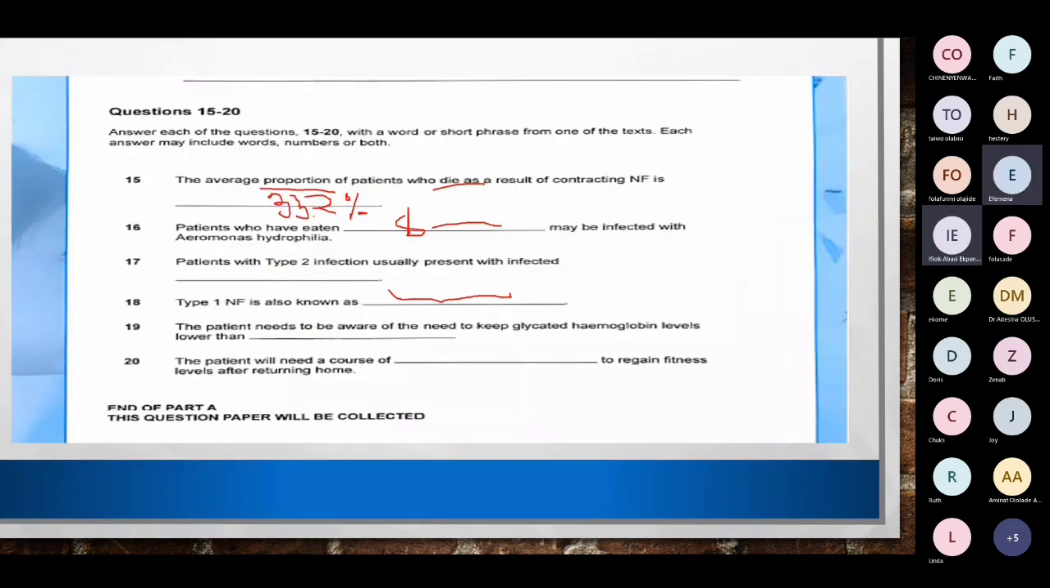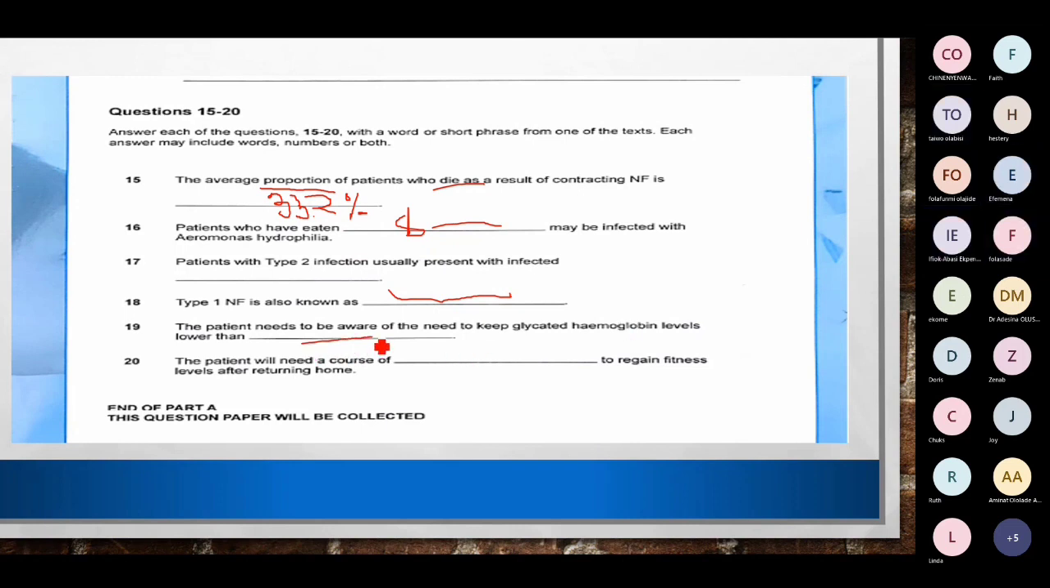The question is, the patient needs to be aware of the need to keep glycated hemoglobin levels lower than what? 7%. Please, the answer is not 7% or less, it's just 7%. So you write your 7% here.